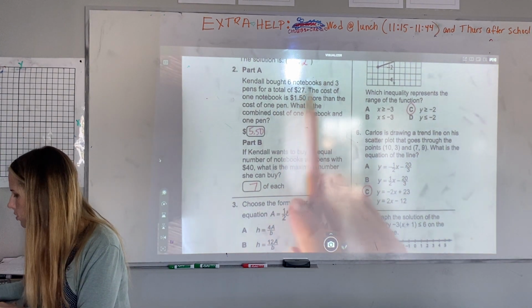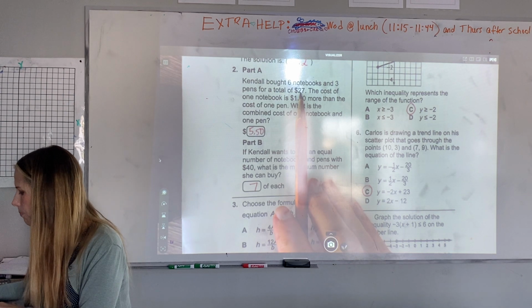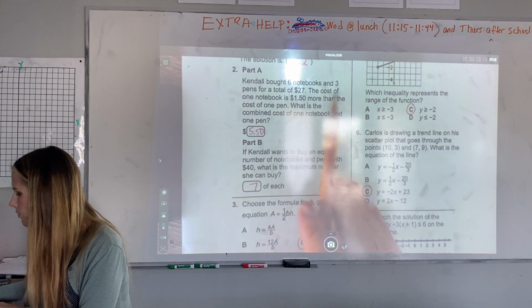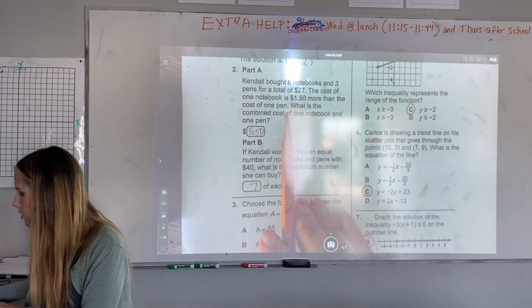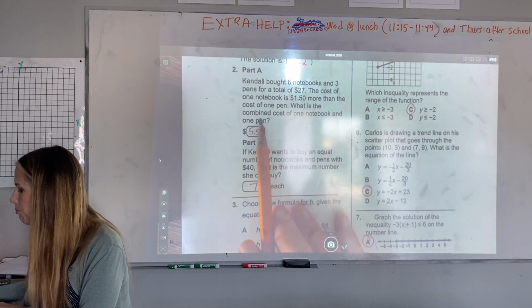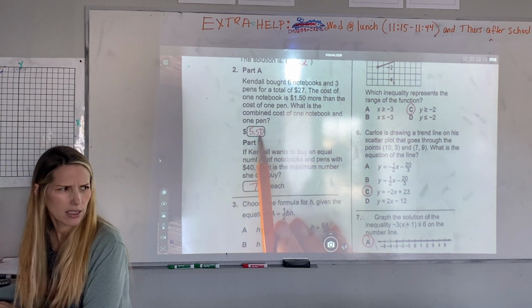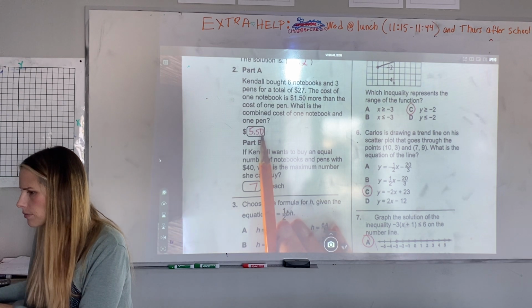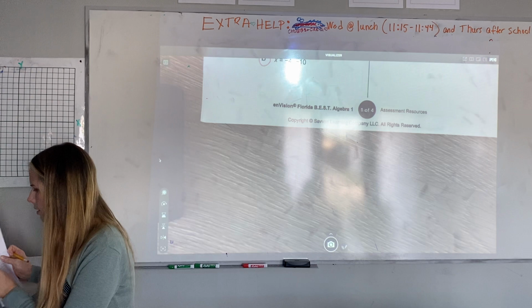Kendall bought 6 notebooks and 3 pens for $27. The cost of one notebook is $1.50 more than the cost of one pen. What is the combined cost of one notebook and one pen? So you were able to get this? Or do you want me to go over that part too? That part too, because there are different parts. Oh, okay.